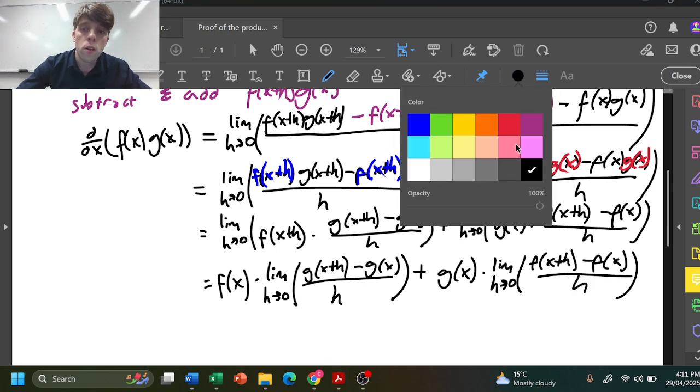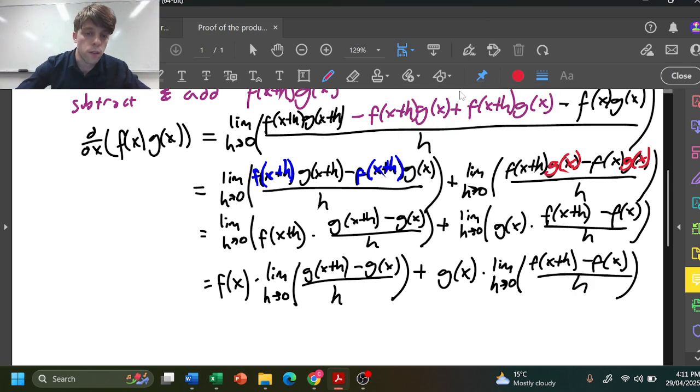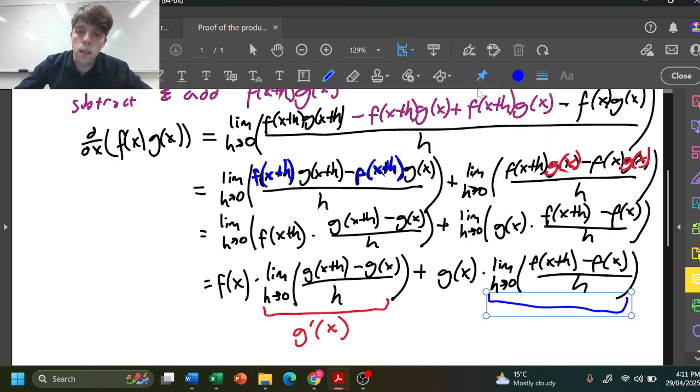And what we might notice here is that by the definition of the derivative, this limit as h goes to 0 of g of x plus h minus g of x over h is simply the derivative of g of x. And this over here is just the derivative, f dash x.